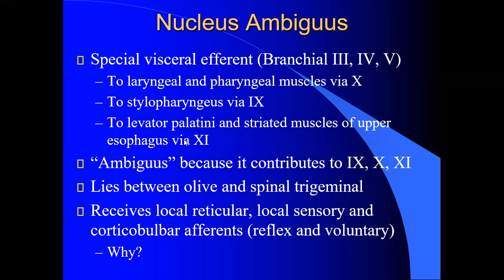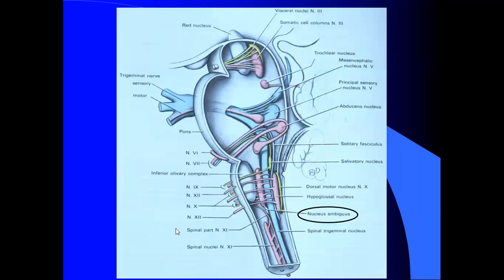Let's not make it more complicated than it needs to be. You want to get into the individual muscles? Fine, go ahead and get into the individual muscles. But the nucleus ambiguus is a simple, general, visceral efferent, okay? That has to do with the oropharynx, period. And that's all there is to it. It's going to get reticular input, it's going to get local sensory input, and it's going to get corticobulbar input for the same reasons that the tongue does.